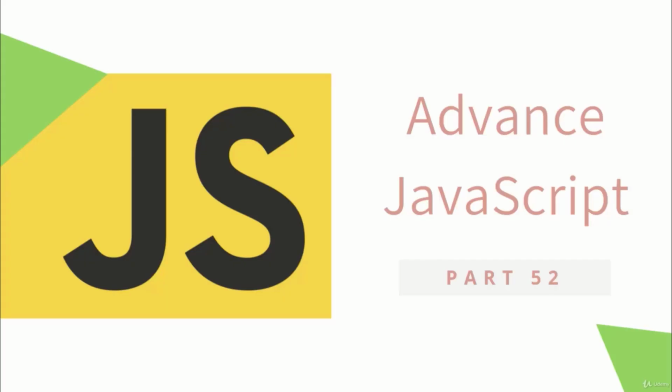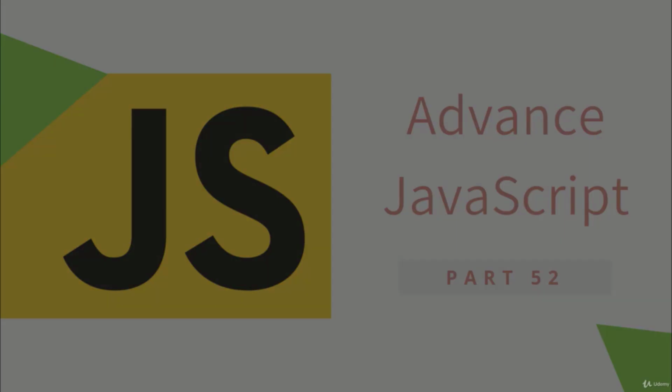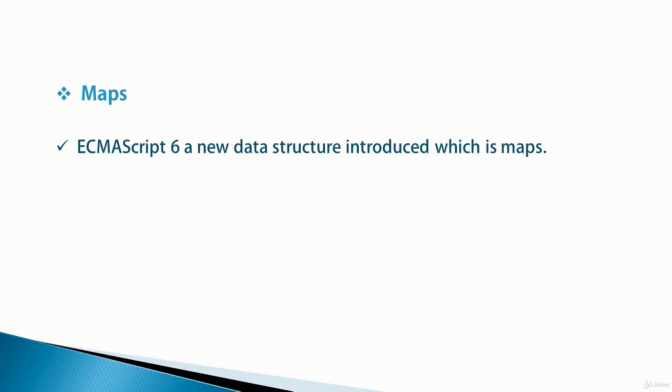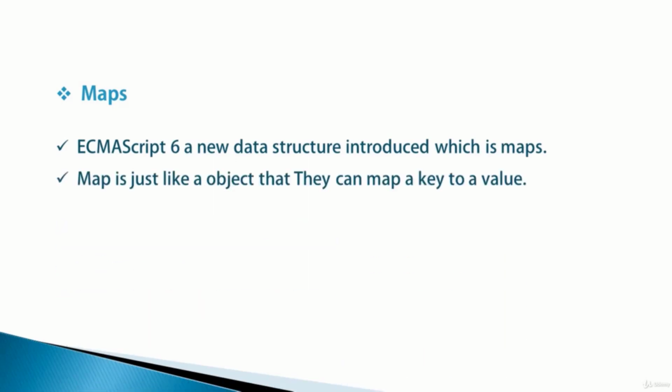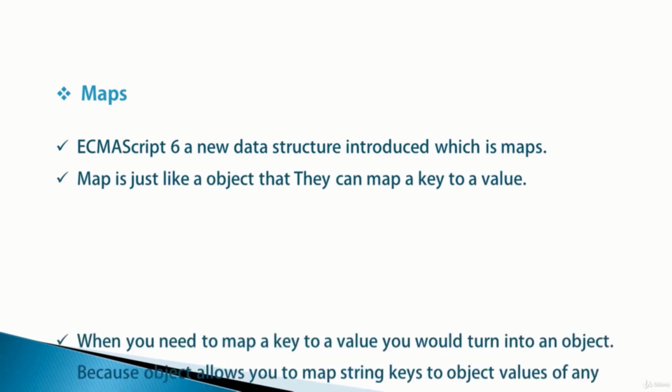In this tutorial, we will understand a new topic in ECMAScript 6, which is maps. In the previous JavaScript lectures, we had learned the basic concept behind maps, but now we will explore the map topic and understand maps in detail. So let's get started. In ECMAScript 6, a new data structure was introduced, which is maps. A map is just like an object in that it can map a key to a value.